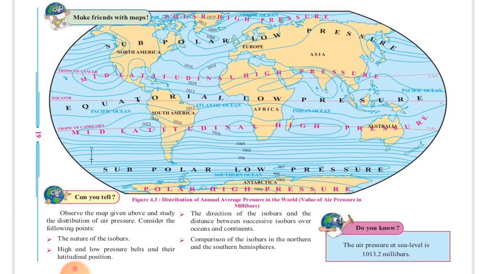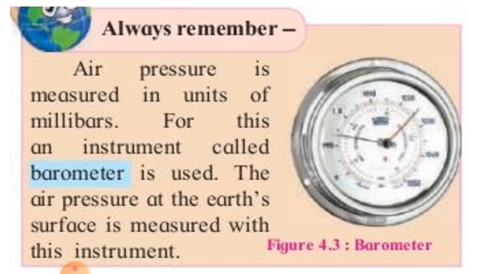Dear students, let us learn the further point, that is, always remember. Air pressure is measured in units of millibars. For this, an instrument called barometer is used. The air pressure at the Earth's surface is measured with this instrument, that is barometer.